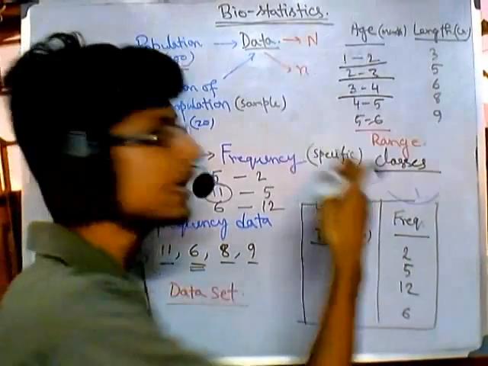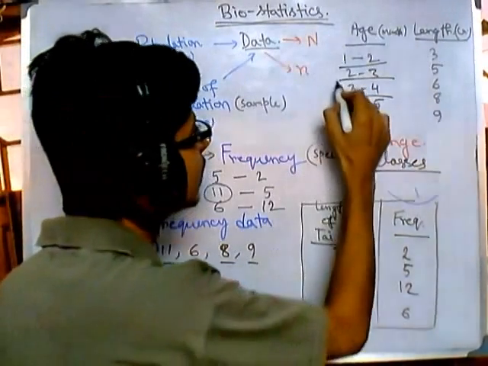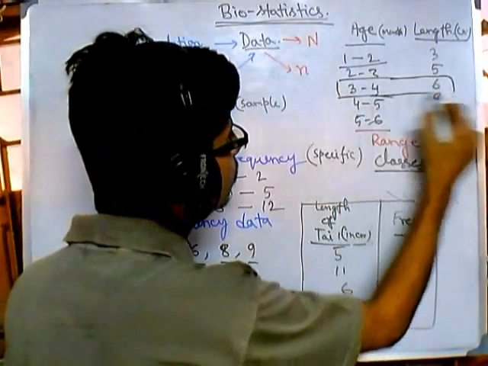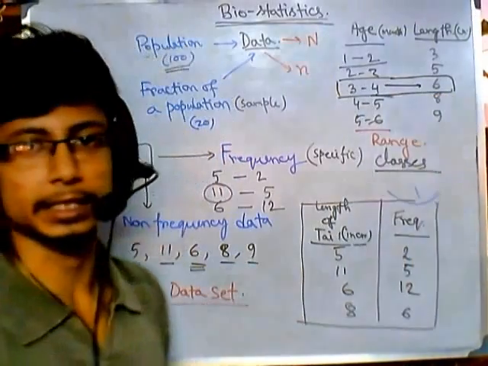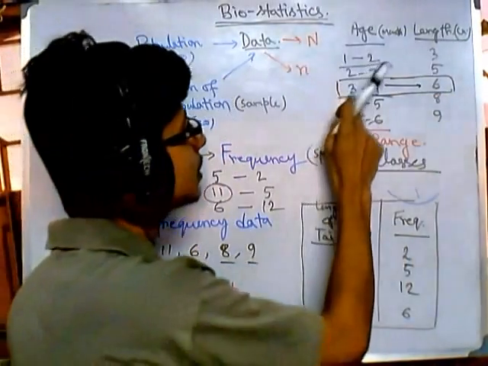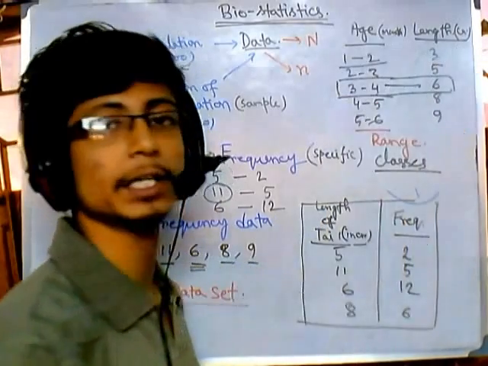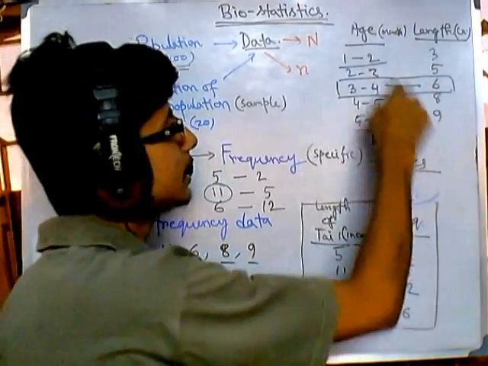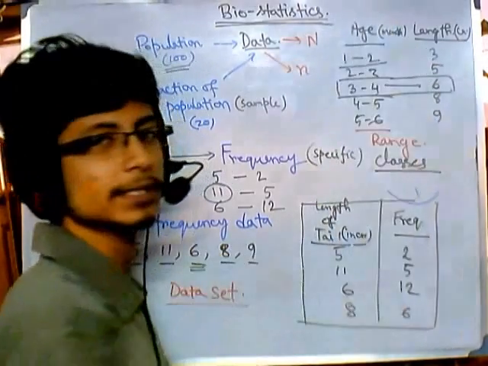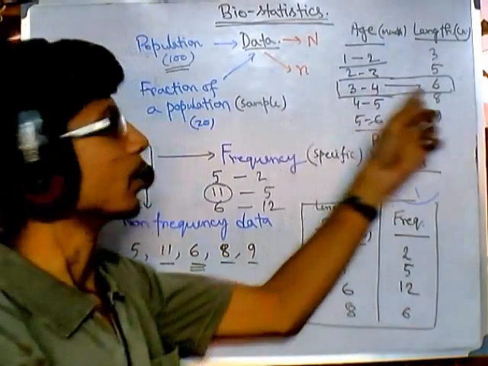So why are we dividing them into classes? Because each of the classes has a particular property, a particular characteristic. For example, the class of 3 to 4 months of age has the characteristic of a 6 centimeter long tail, which is never repeated in the rest of the table. You can see. So this is the importance.